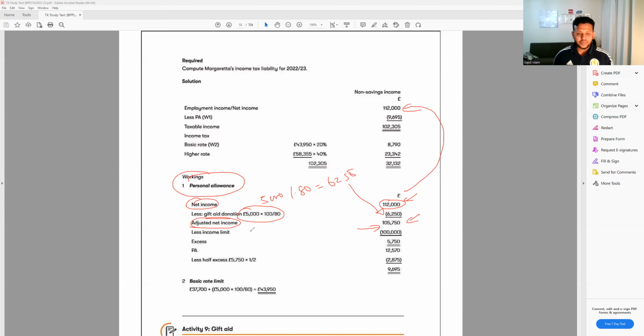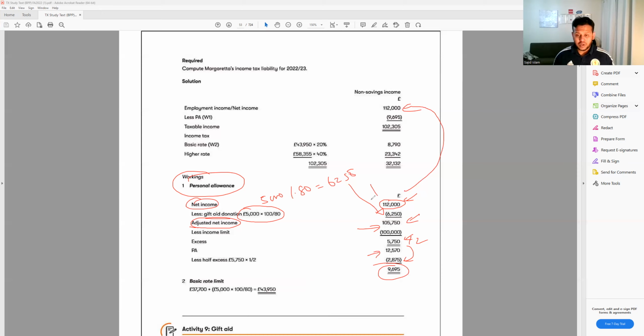So for the 105, we have a limit. The limit is 100,000. We are not minusing the 100,000 from 112, but we are minusing the 100,000 from 105. And that gives me 5,750. If we take half of that, divide by 2, that gives me 2,875. And if you minus that from the personal allowance 12,570, my personal allowance is 9,695.